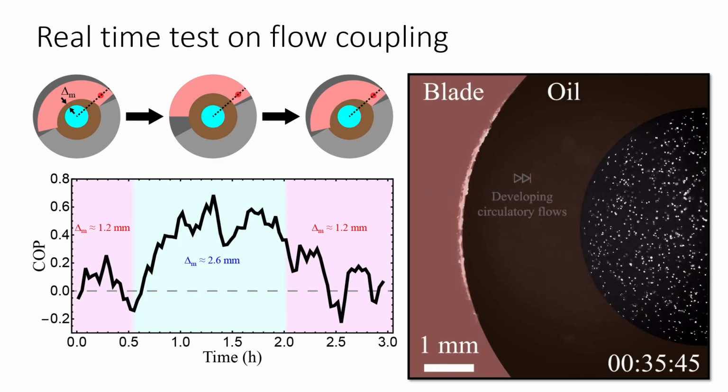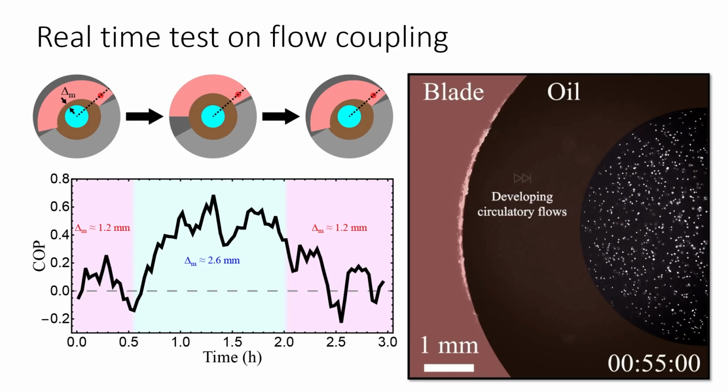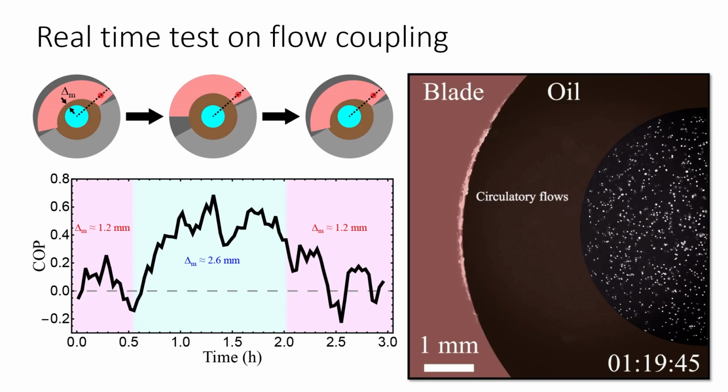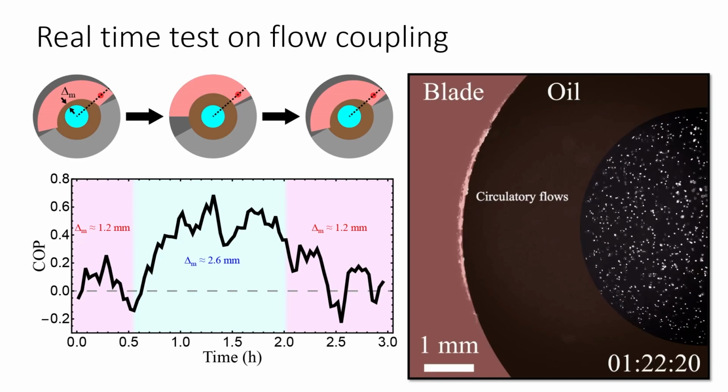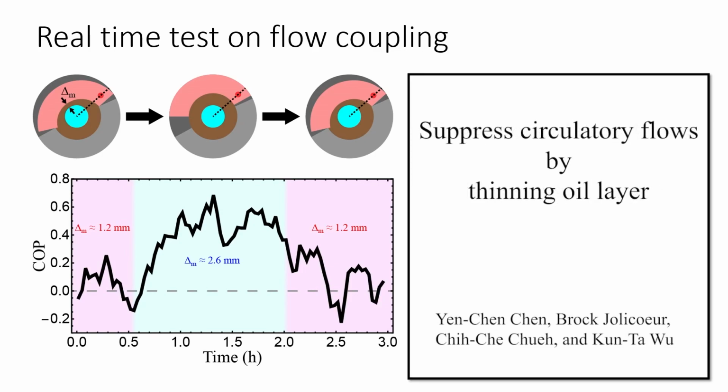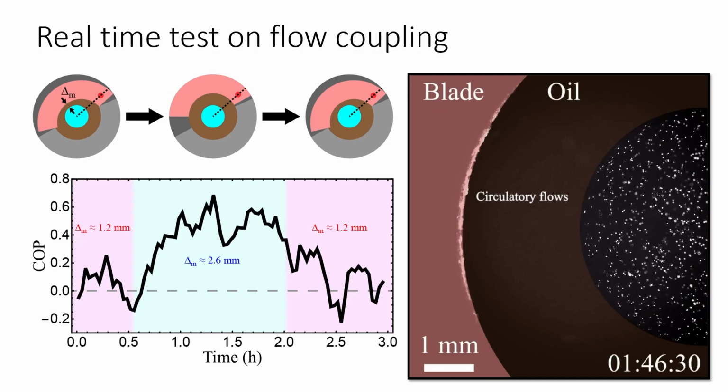Then we move the blade away. After a while, active fluid develops a circulatory flow. The process can be reversed.